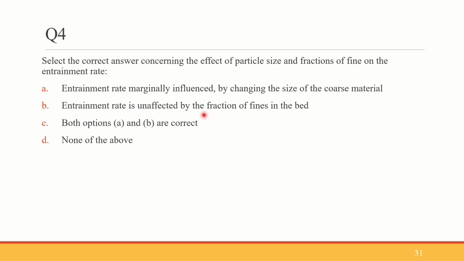So first, when we look at it, here we are asked to identify the correct answer, where we are dealing with the effect of the particle size and fraction of ions on the entrainment rate. So entrainment rate is there. What is the effect of particle size and the fraction of ions? So option A, entrainment rate marginally influenced by changing the size of the coarse material. And option B, entrainment rate unaffected by the fraction of ions in the bed.